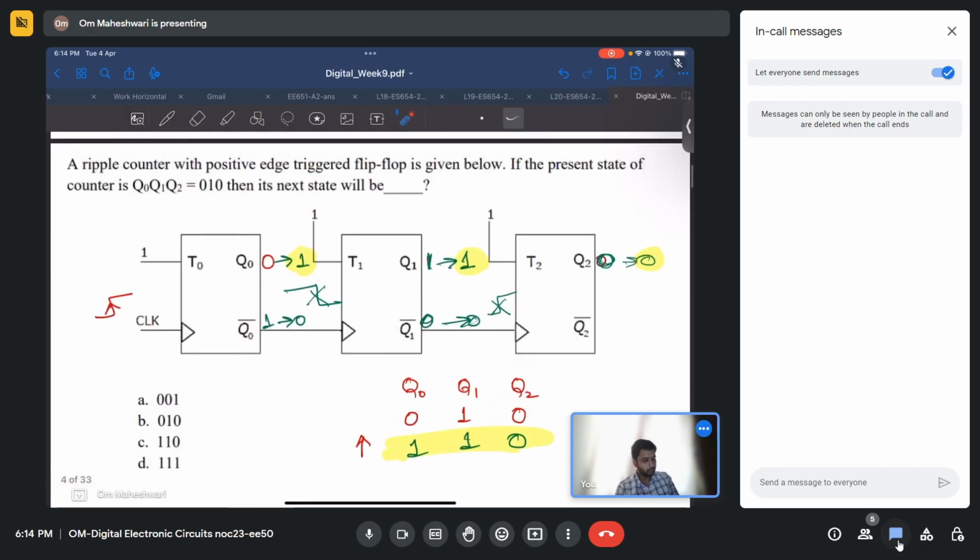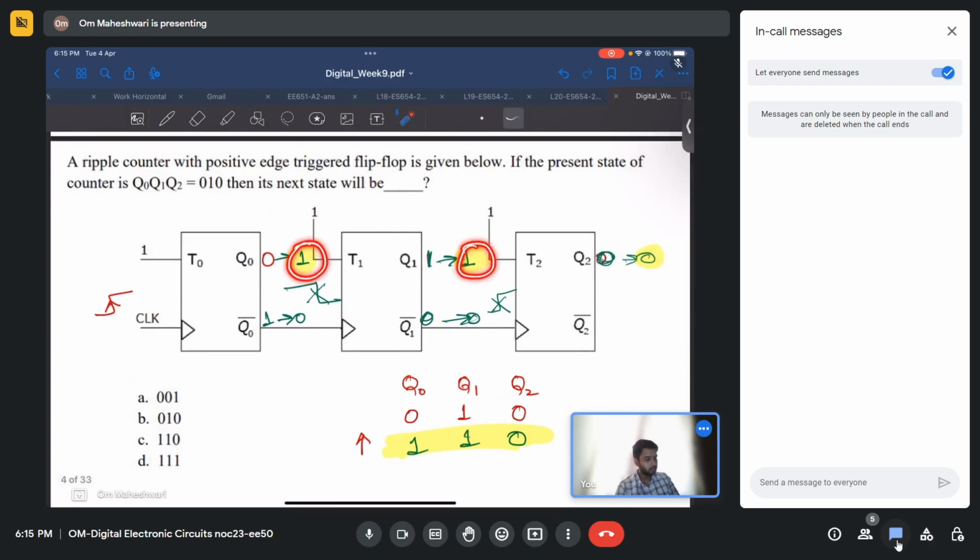Now, since it is a positive edge triggered flip-flop, it won't change its state at this negative edge. This is a negative edge, not a positive edge. So it will not change, and it was 1, it will remain as 1. Here again there is no positive edge now. Since it was 0, it will remain at 0. So this flip-flop will not change its state. It was 0, it will remain as 0. So the final states are 1, 1, 0.